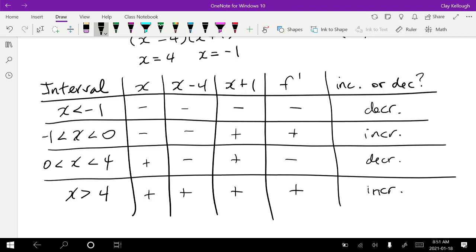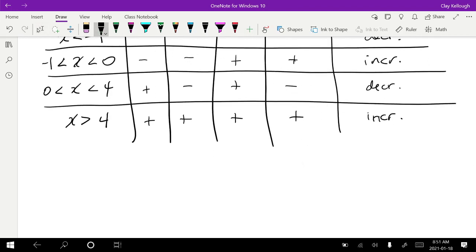Any questions on how my thinking is working here? Okay. All right, now what can I conclude from this? It's one thing to be able to make the chart. You got to understand what the chart's telling you. What's this chart telling me? This chart's telling me that therefore I have a local maximum.